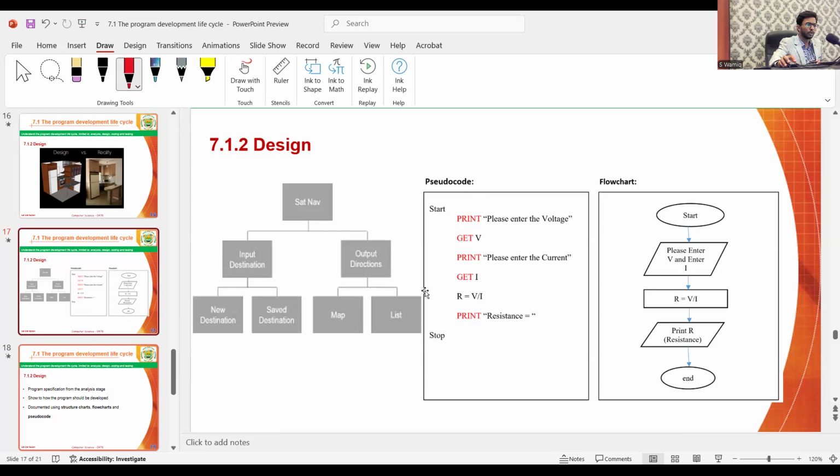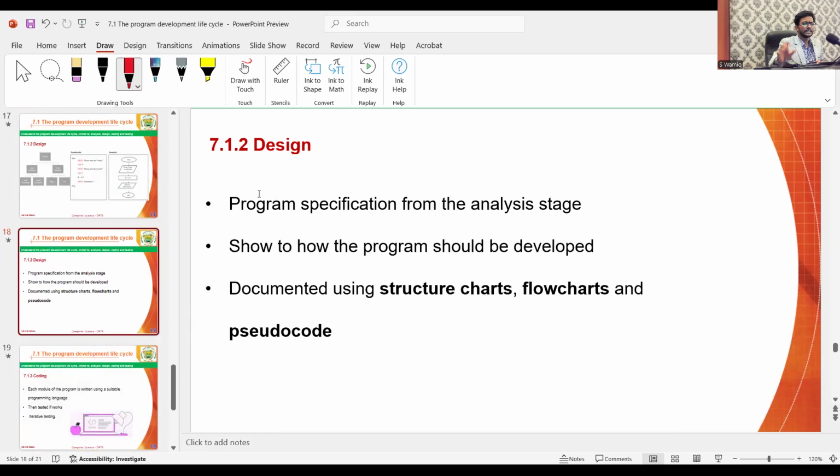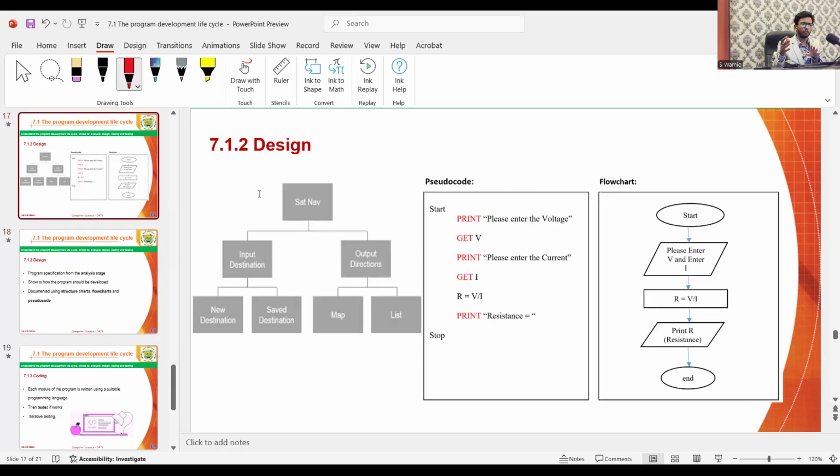When it comes to a pseudocode, this is a sort of an algorithm, but we do not call it purely a programming language. As far as the design area is concerned, it is the one where the program specification from the analysis stage shows how your program has to be developed, and it is documented using three areas, which I am going to discuss with you in detail, right? It can be designed using a structure chart, it can be designed using a flowchart, it can be designed using a pseudocode. I'm going to discuss the three categories, but I think the flowchart and the pseudocode are right in front of you.